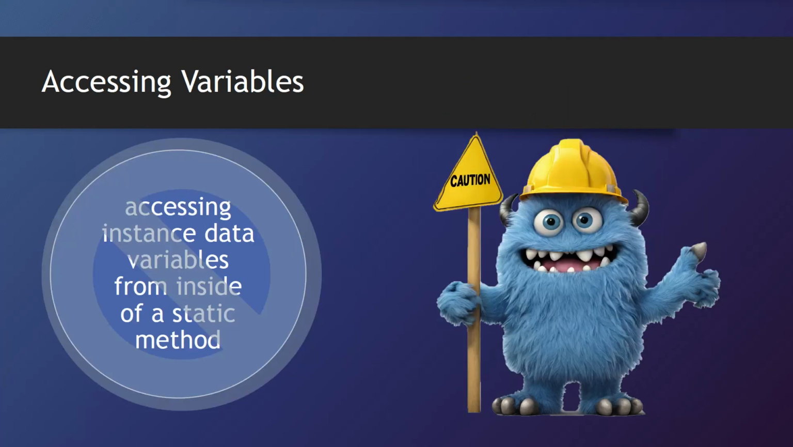Remember, you cannot access instance data variables from inside of a static method. That's because a static method is associated with the whole class, not with any one object or instance, so a static method wouldn't know which object's instance data variables to use.